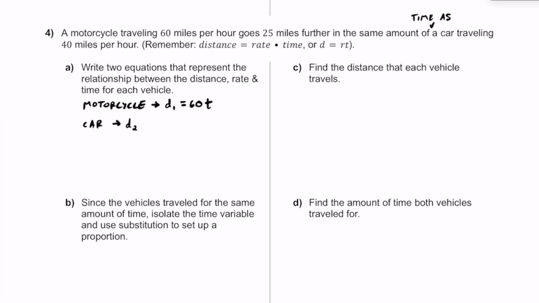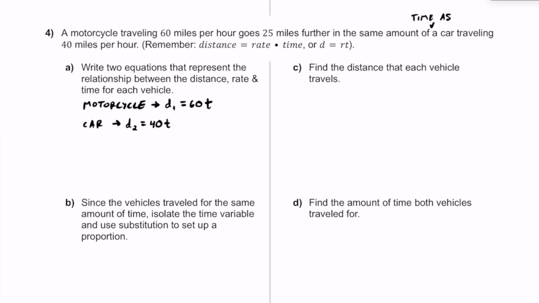So we have 2 different distances. If we use that variable D, maybe it's more clear to use these little subscripts here. And so this distance is going to be equal to this car's rate, which we know the car is traveling 40 miles per hour. So 40 times T. We're just going to write T there.